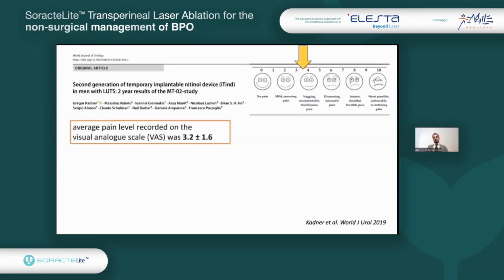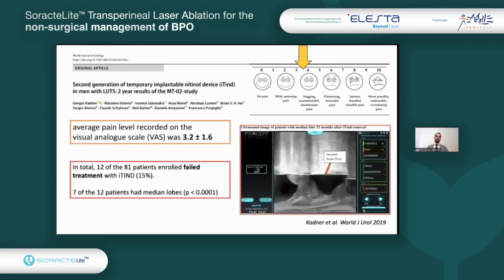This is a very interesting study where the authors investigated the pain level related to the device, which is pretty high in my feeling, in our experience. So the VAS score, the visual analog scale, is not 0. And many patients are reporting a discomfort that is perioperative and even postoperative.